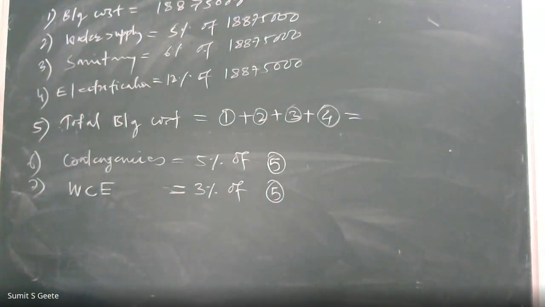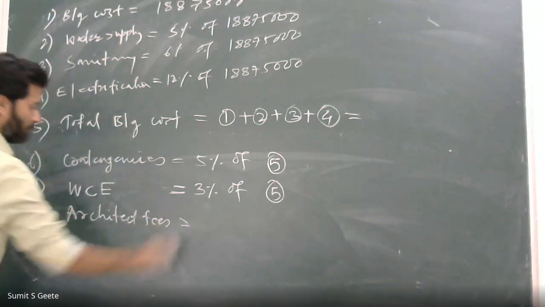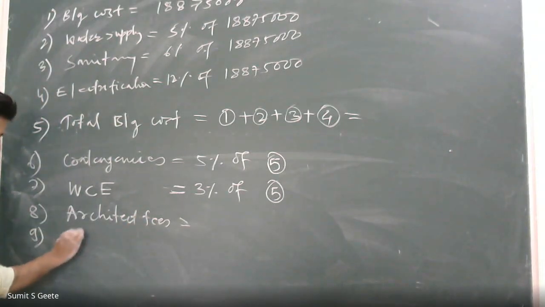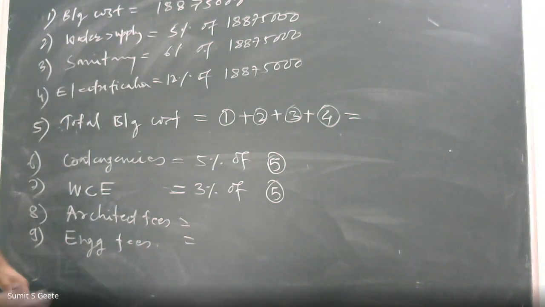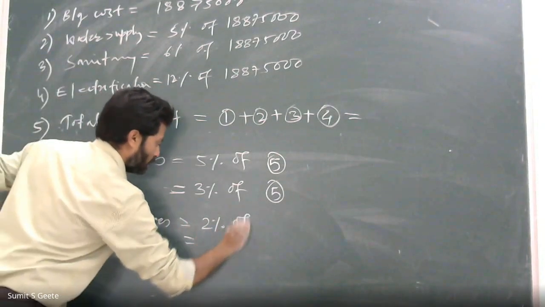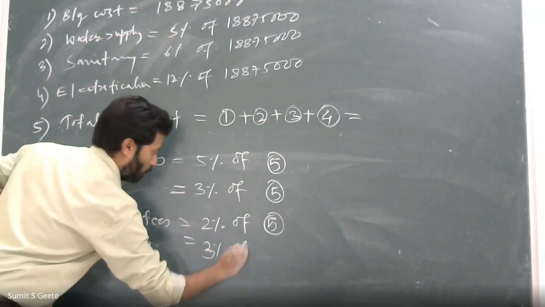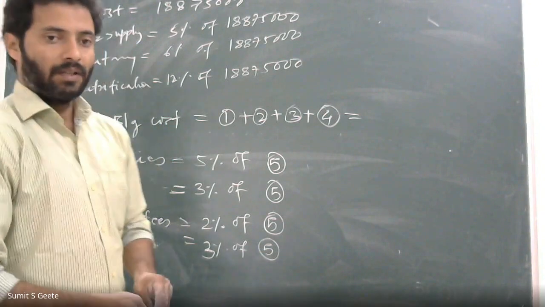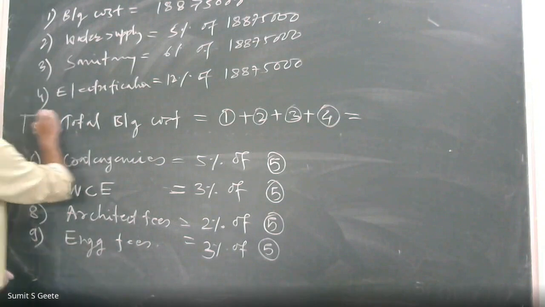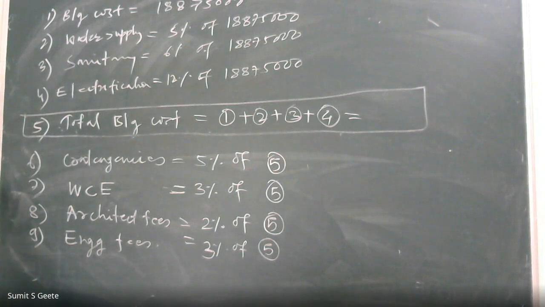Then architect fees and engineer fees separate. Architect fees, and ninth one is engineer fees. So how much is it? It is 2%. 2% of again total building cost 5. Sorry, 3% of total building cost 5. Right? This total that comes is number 5. Okay.